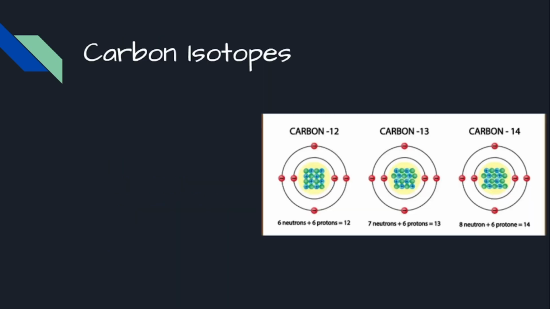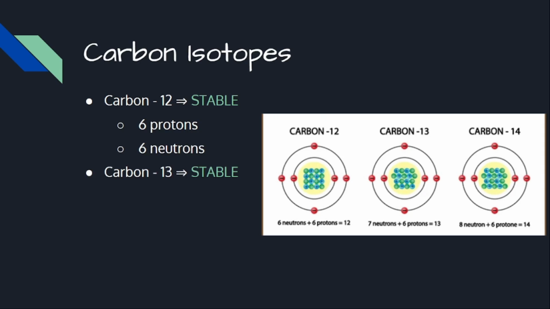So let's talk briefly about our carbon isotopes. Carbon isotopes are very helpful when we're trying to find out how old something is that was once alive, because all living things have carbon. So real quick, carbon 12, again, 6 protons, 6 neutrons. This one is very stable. Carbon 13 is also stable. This one has 6 protons and 7 neutrons. That's what that 13 tells us.